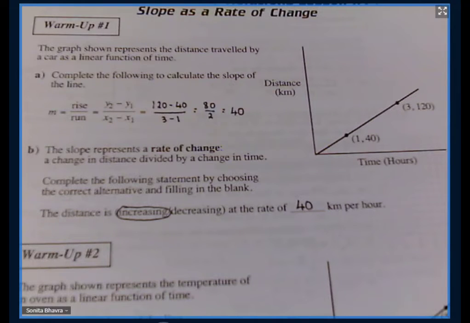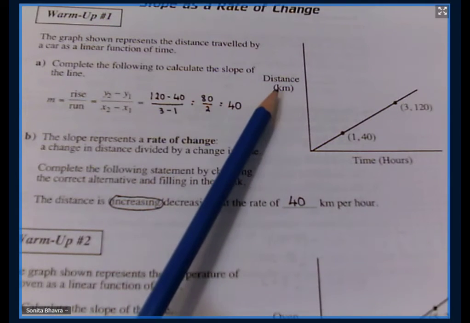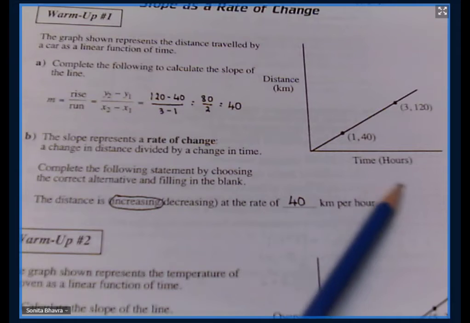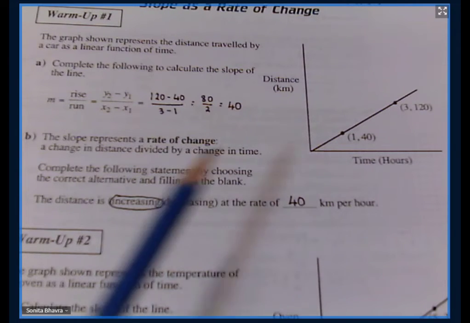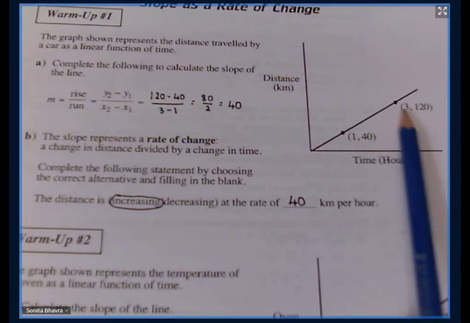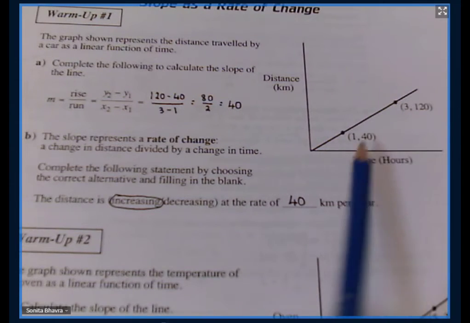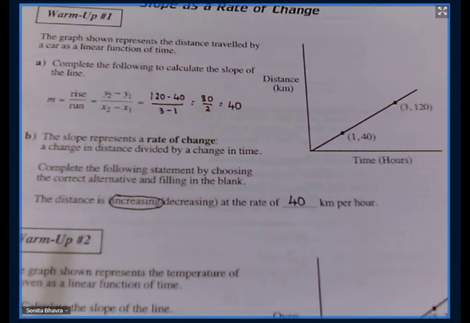Okay, so next we're looking at slope as a rate of change. So here we have a graph. This graph represents the distance traveled by a car as a linear function of time. So looking at this graph, our y-axis is distance in kilometers and our x-axis is time in hours. So we're given the 2 points here, 3 and 120, 1 and 40. 2 points are given to us. So since we have the 2 points, we can calculate our slope.